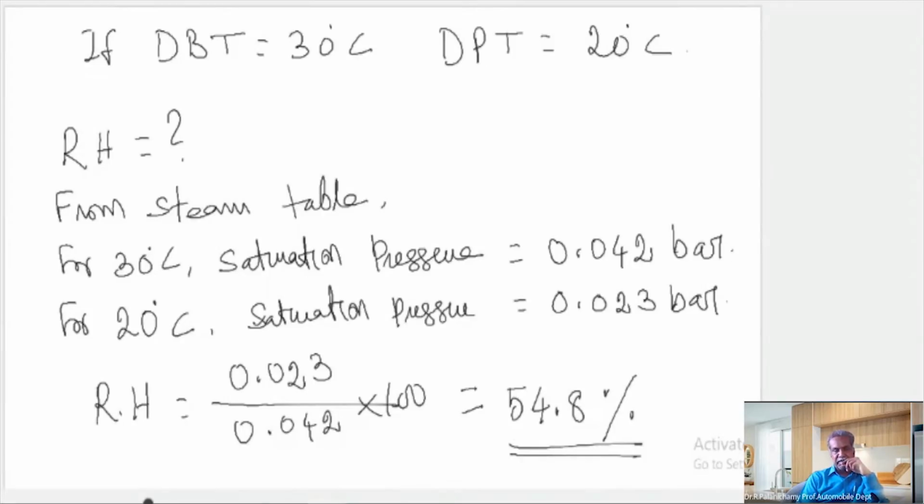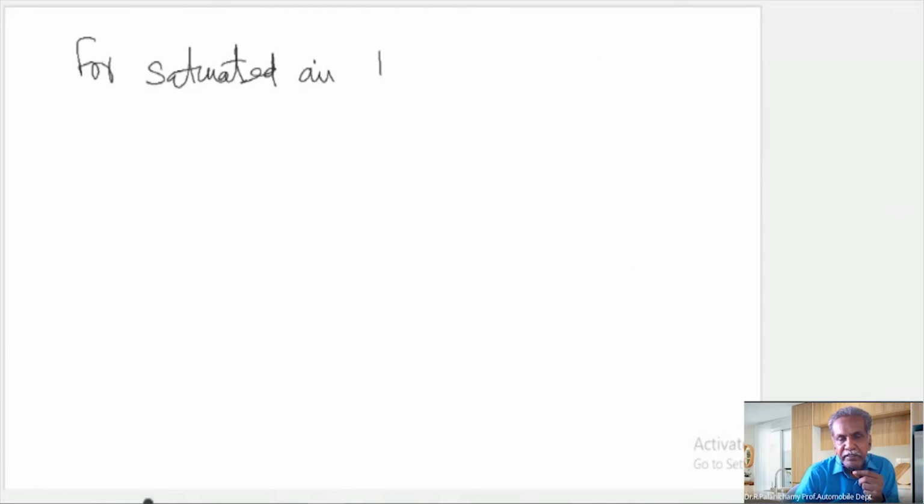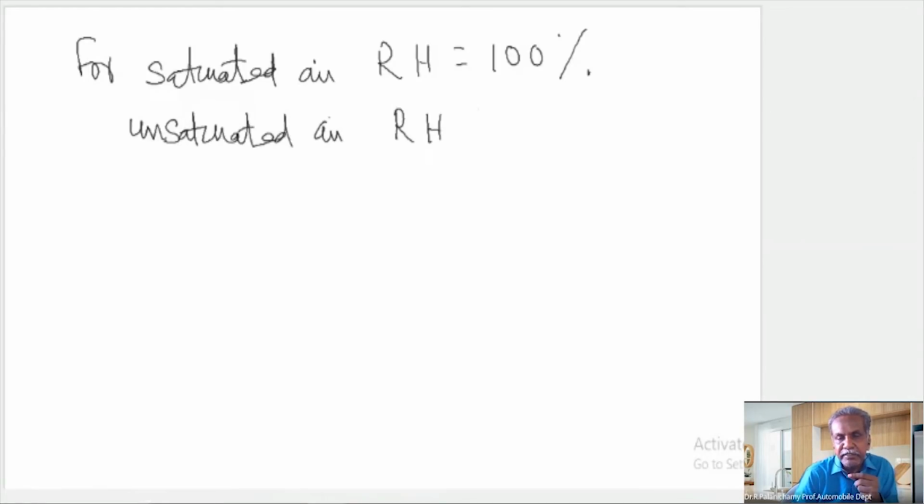I already told, if air is saturated, dry bulb temperature is equal to wet bulb temperature is equal to dew point temperature. So 30 degree எடுத்துட்டோம்னா all the temperature becomes equal. So partial pressure 0.042 divided by 0.042 என்ன வரும் 100%. Saturated air relative humidity is 100%. For unsaturated air, relative humidity is less than 100.